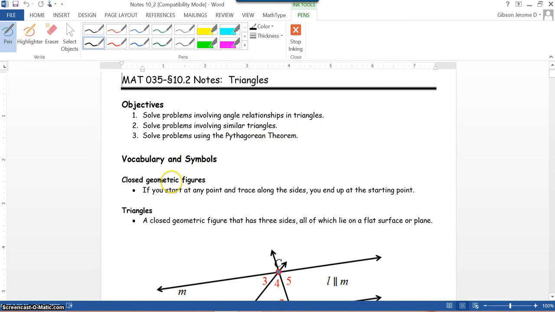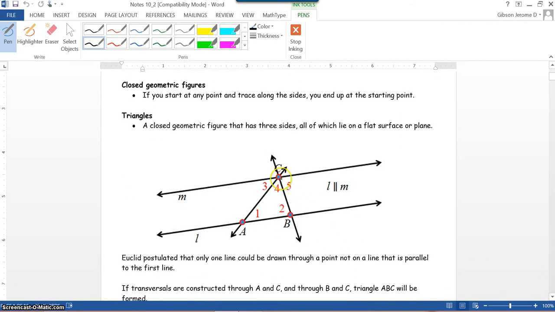Vocabulary and symbols. Closed geometric figures: if you start at any point and trace along the sides, you end up at the starting point. The triangle is a closed geometric figure that has three sides, all of which lie on a flat surface or plane, which is shown here.